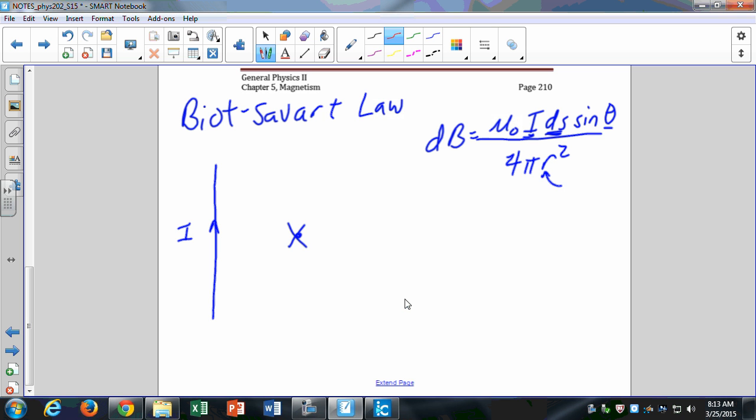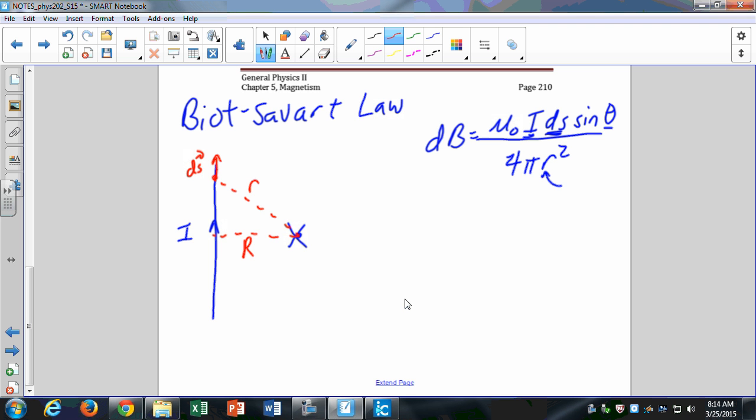And then let's imagine that I have a small element of wire up here. I'm going to call it ds. There is a distance here and here. I'm going to call this big R. This doesn't change. Little r, this will change as I integrate over ds.